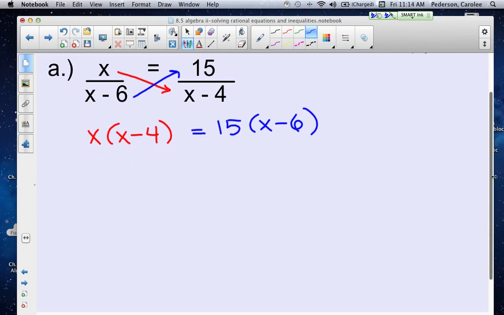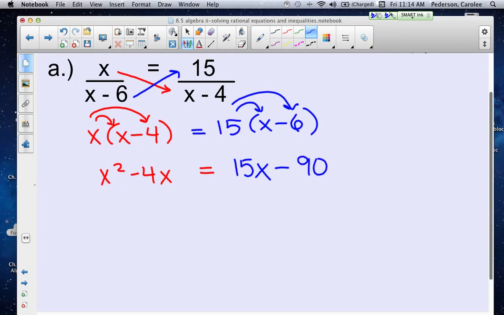So we're going to distribute through the x and the 15. On the left side, distribute the x, and you get x squared minus 4x. Notice an x squared popped up. That's a quadratic equation. So that means you might have up to 2 answers possible. Then we'll distribute the 15. So 15 times x is 15x, and then 15 times negative 6 is negative 90.